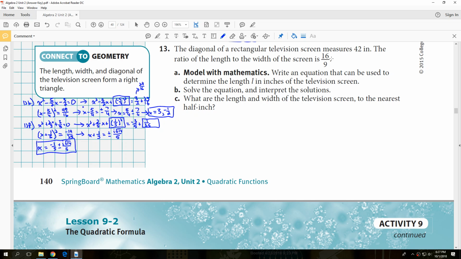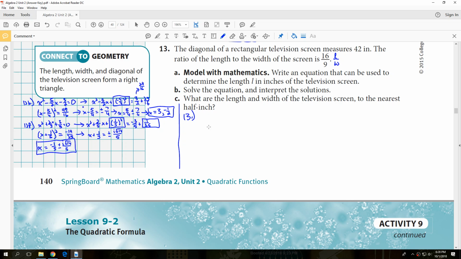So length and width, that's the ratio. Okay. Let's see here. A, write an equation that can be used to determine the length in inches of the television screen. Okay. And then B, we're going to solve and interpret the solutions. And C, we are going to say what length and width of the television screen are, to the nearest half inch. All right. So let's go ahead and do that. So number 13.